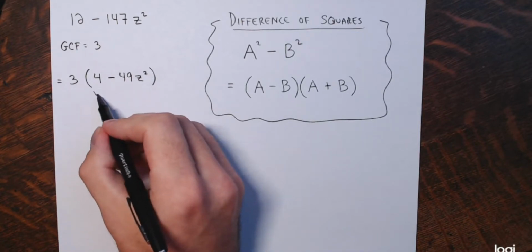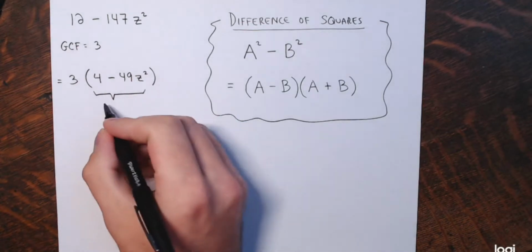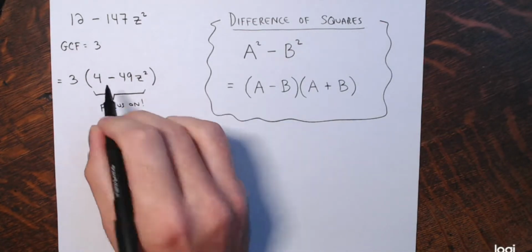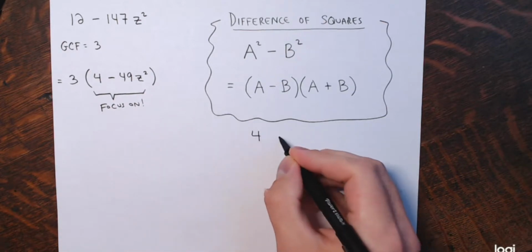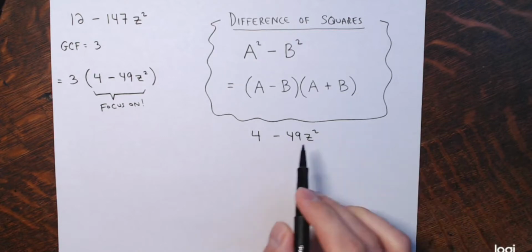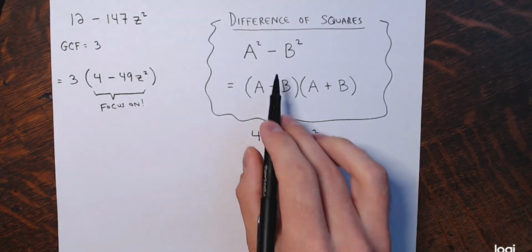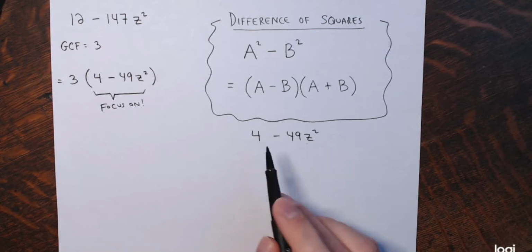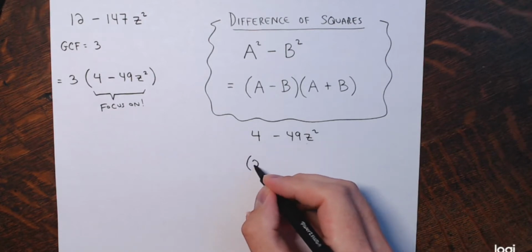Now let's focus on the 4. I'll write it over here. 4 minus 49z squared. So you see I have a difference of two terms. So kind of like this. And the question is now, is the first term before the subtraction symbol a perfect square? Well, yes, it is. It is 2 squared, isn't it?